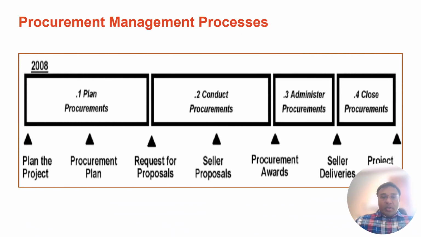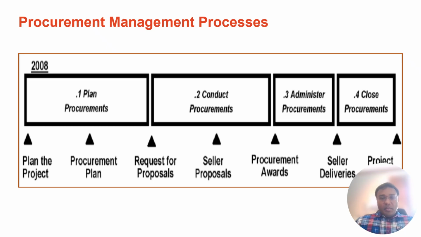So let's see what the project procurement management processes are. I think this is based on PMBOK 6, the Project Management Body of Knowledge version 6. The procurement process has four different stages: plan procurement, conduct procurement, administer, and close.